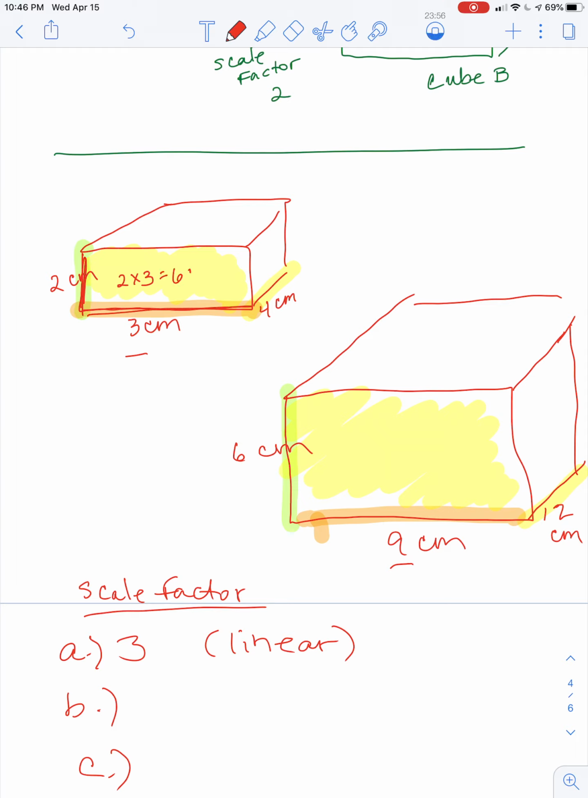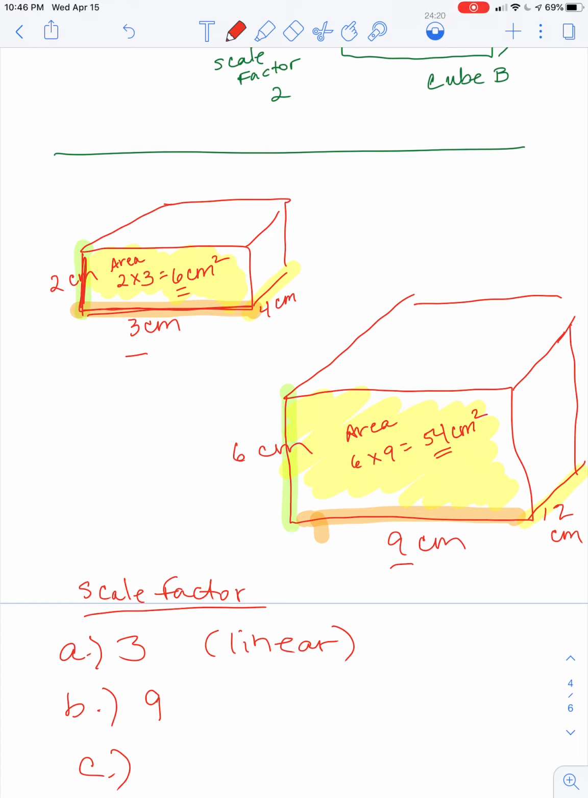2 times 3, and I would get 6 centimeters squared. Okay, so that's the area of one face. And the area of this face would be those same 2 measurements, but 6 times 9 would give me 54 centimeters squared. Well, how much larger is 54 than 6? That's 9 times larger, isn't it?